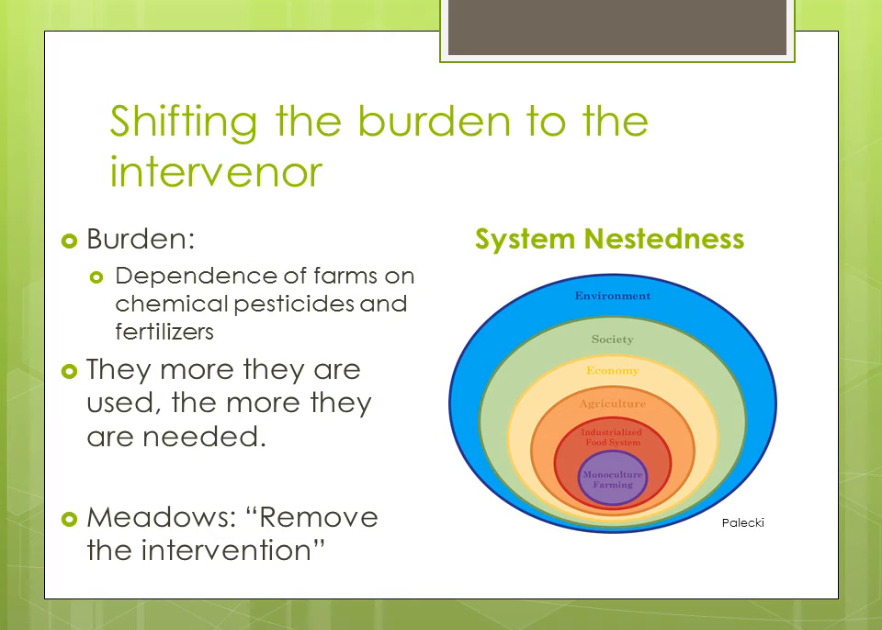The system of monoculture farming is nested into the industrialized food system, which is nested into the system of agriculture, which is then nested into the system of economics, which is nested into the social system, which is then nested into the most important system, the environment.